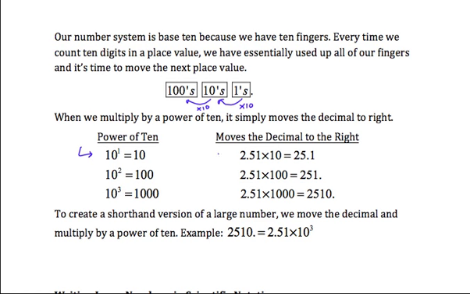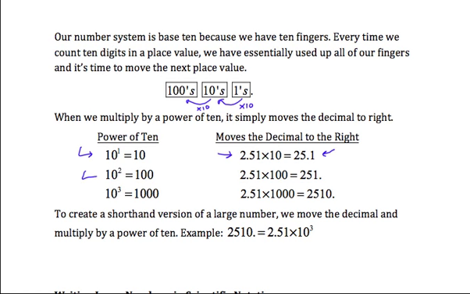I've taken this number, I just made this number up here, 2.51, and I'm going to multiply that by 10. Now we could go through and do some long computation or even punch this into our calculator, but there's no need to. When I multiply by 10, all that's going to do is move our decimal one place to the right, and I get this answer of 25.1. Notice, the power of 10 there was the first power, and we moved the decimal one place.